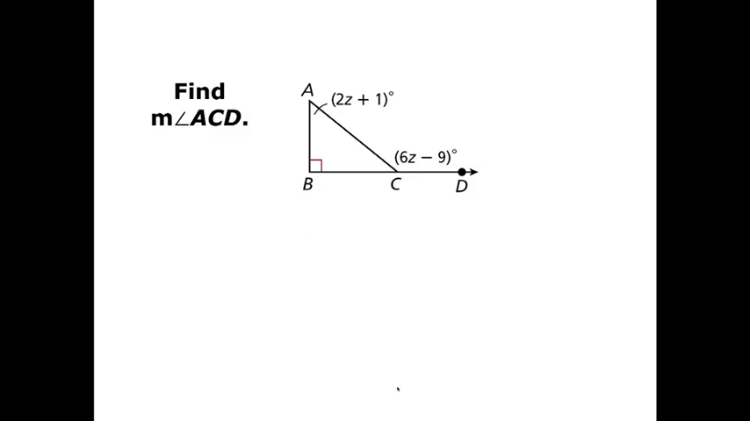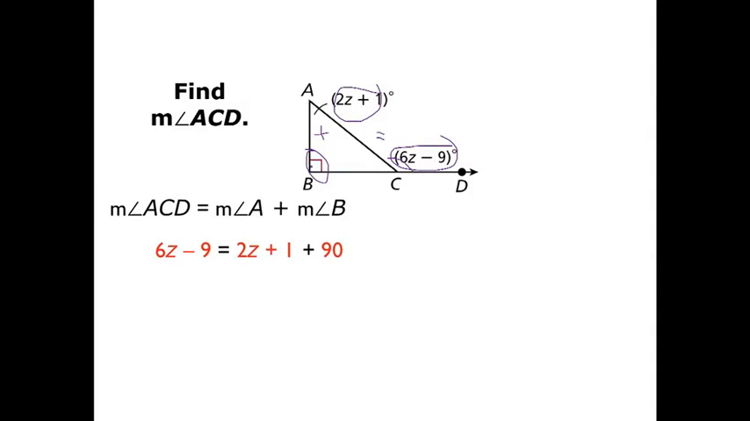Here I want to find the measure of angle ACD. We're talking about this angle right here. What I know is that's an exterior angle, and the remote interiors are this one and this one. So one of them is a 90-degree angle. So the 90 plus the 2z plus 1 is going to equal the exterior angle 6z minus 9. In terms of the actual angles, angle ACD, the exterior angle, is going to equal the measure of angle A plus the measure of angle B, the two remote interiors.